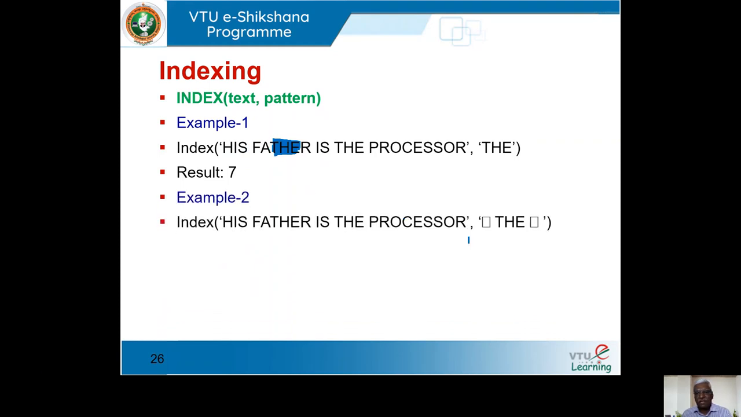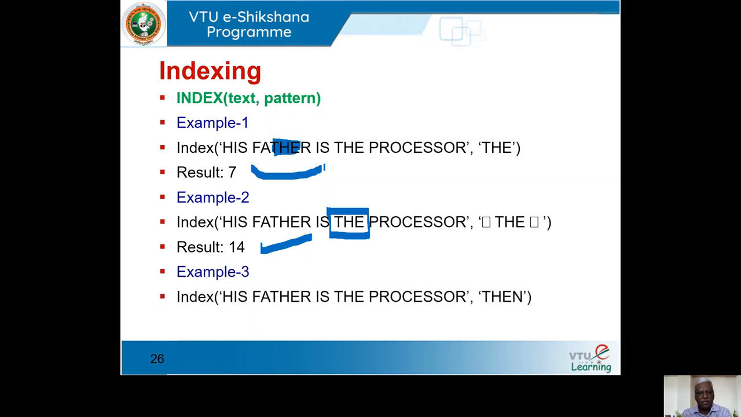Let's take another example. You have blank, the, blank. Where is it? See, this is not having a blank. So the complete 5 characters are important. So what is the position of this? Because it has left side blank, right side blank, it is 14. Yeah, it's correct. So what we have here is the pattern being scanned in the text. If it's found, find its position and return.